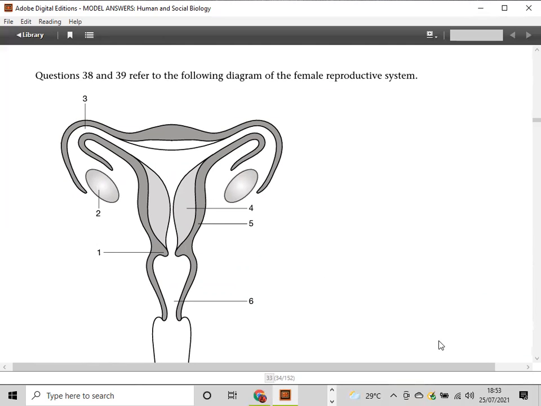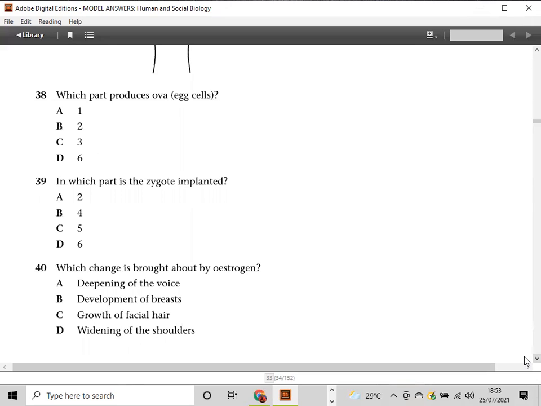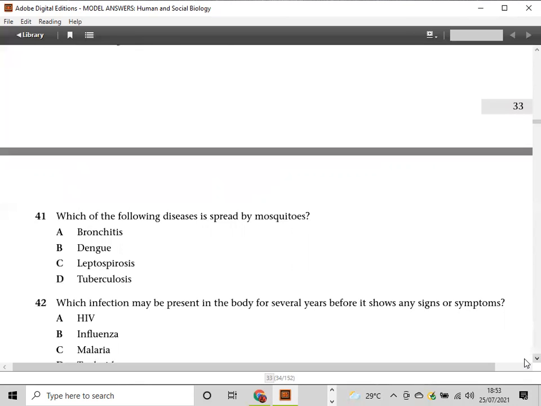And 40. Which change is brought about by the estrogen, and that is the development of breasts. So 40 is B. Breast is that one. So 41 is leptospirosis. No, hold on. Which is a disease spread by mosquitoes? That's dengue. Mosquito, that's dengue. All right.